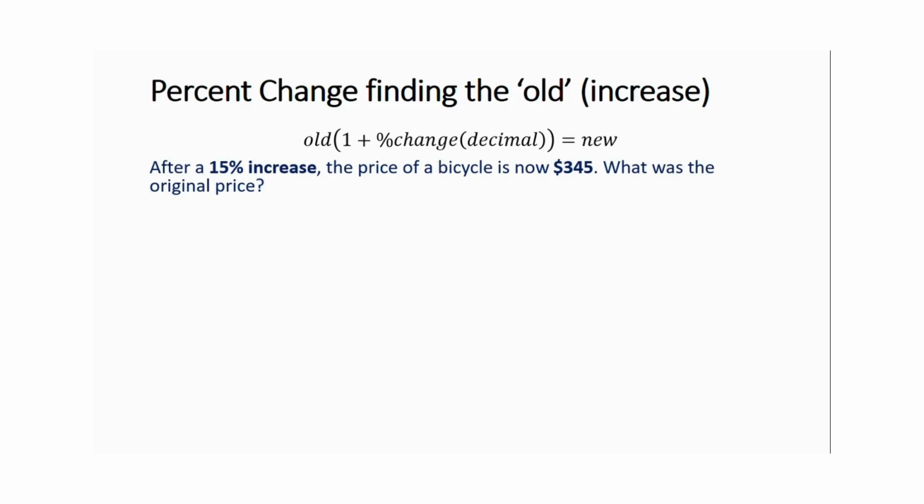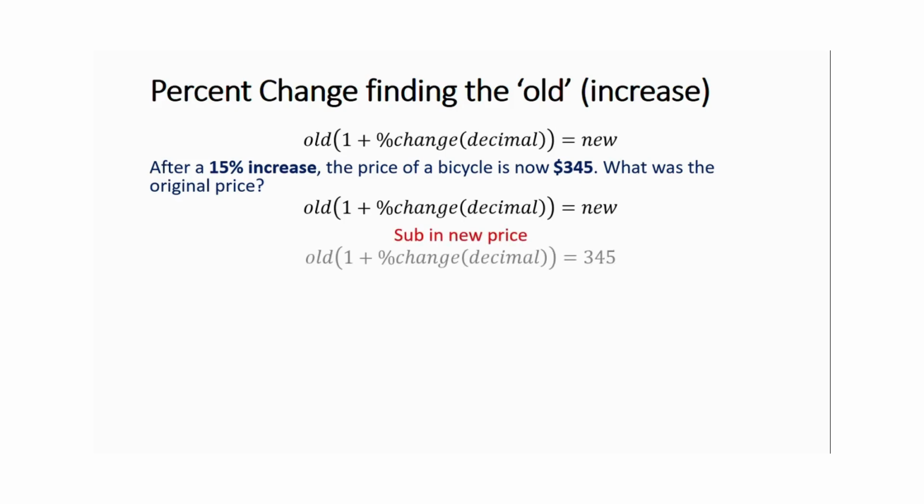Now let's find the old price when you're given the new and the percent. So after a 15% increase, the price of a bicycle is now $345. What was the original price? So we're just going to substitute in the values that we know and find the value that we're not given. So substitute in the new price. The new price was $345.